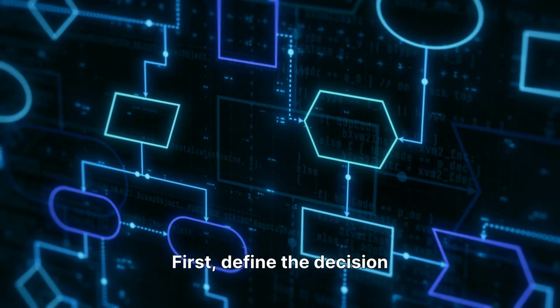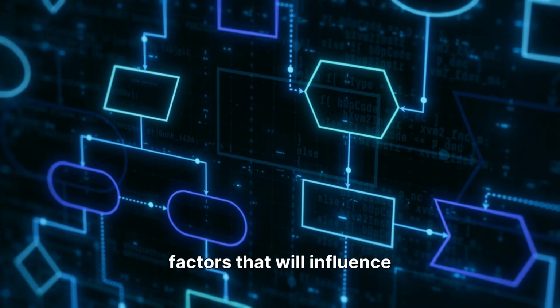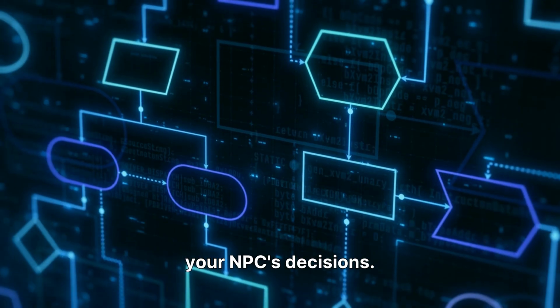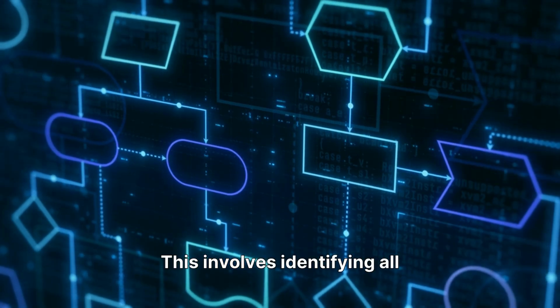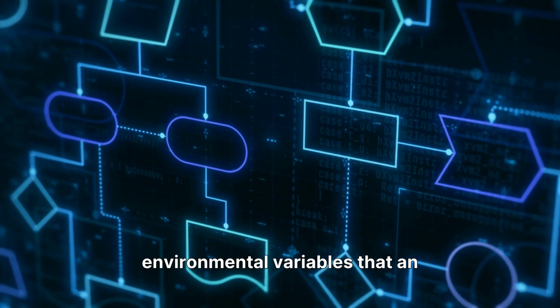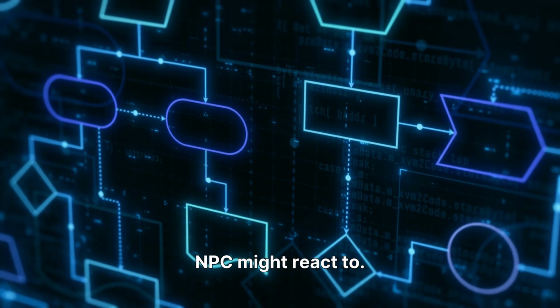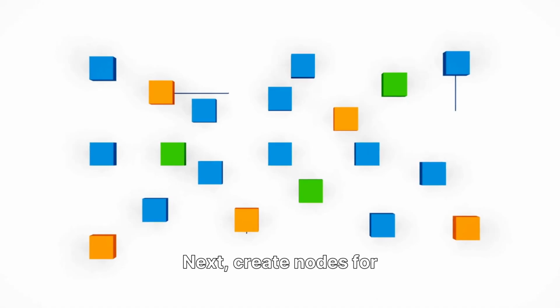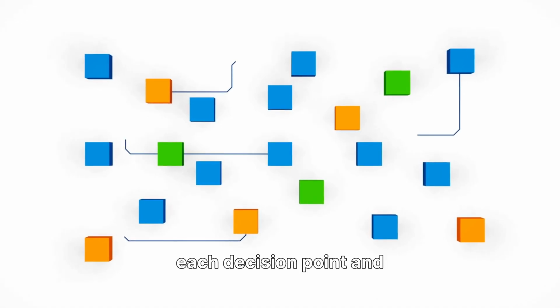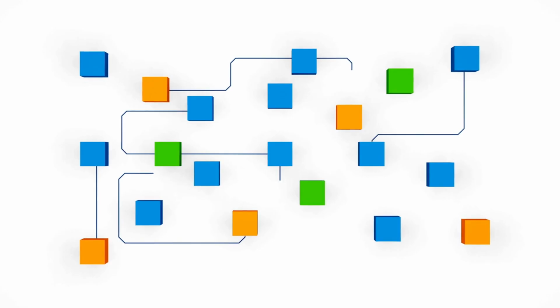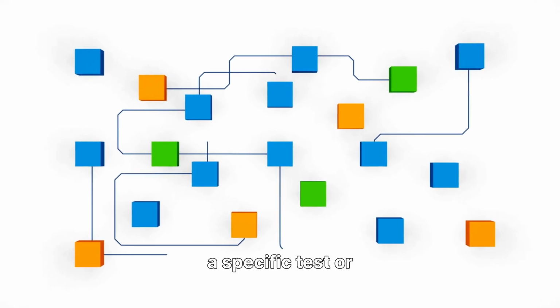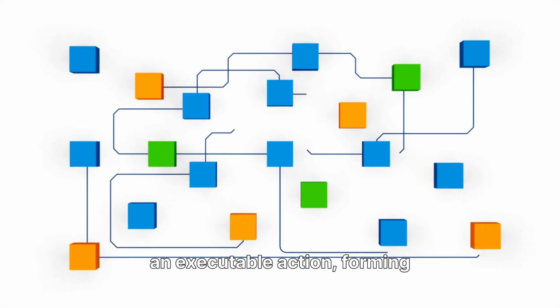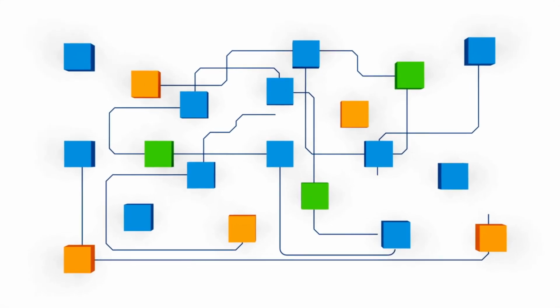First, define the decision criteria by determining the factors that will influence your NPC's decisions. This involves identifying all relevant game states and environmental variables that an NPC might react to. Next, create nodes for each decision point and action within your decision tree structure. Each node will encapsulate a specific test or an executable action, forming the building blocks of your AI.